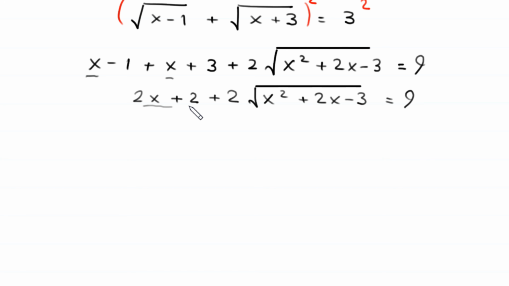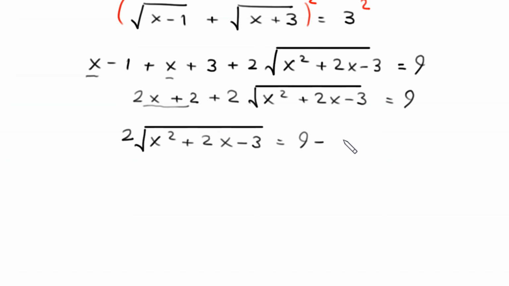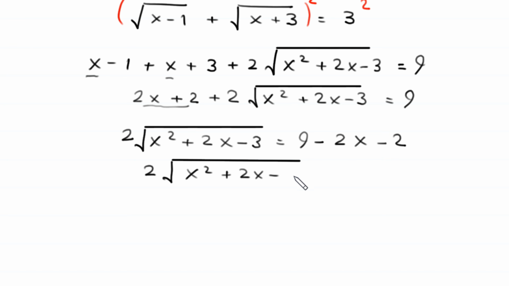Move these two terms to the right hand side, this will become 2 times root x squared plus 2 times x minus 3 equal to 9 minus 2 times x minus 2. Further simplify, this will become 2 times the square root of x squared plus 2 times x minus 3 equal to 7 minus 2x.